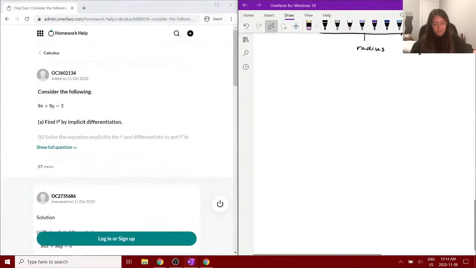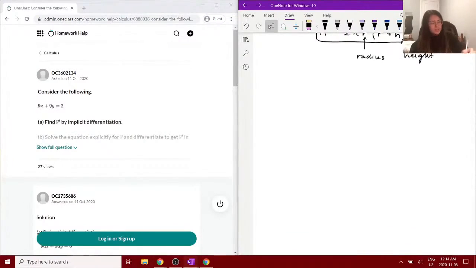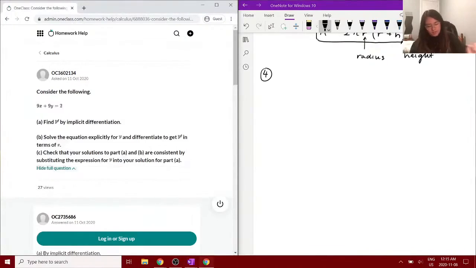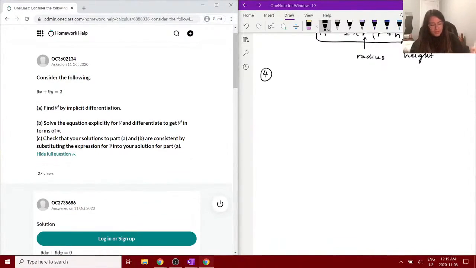Okay, so this is question number 4. The question here is giving us an equation: 9x plus 9y equals 2. And it's asking, first of all, to find the derivative of y by implicit differentiation.